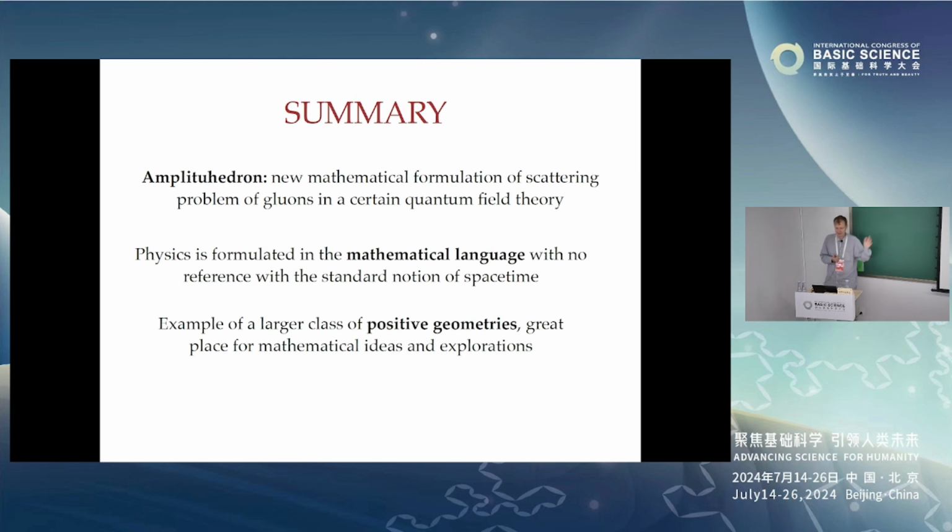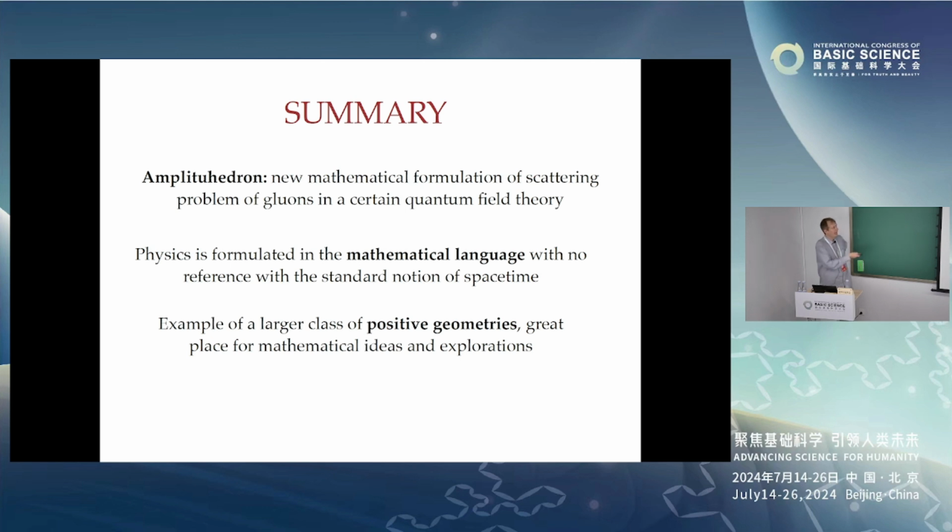So in a very impressionistic way, I define the amplituhedron as a new mathematical formulation of the problem of gluons in this specific quantum field theory, especially for tree-level and loop integrand, although recently we are able to say also something about the integrated answer in some cases. Now, the physics is here reformulated in the mathematical language, with no reference to the standard notions of particles and interactions. So it's a different repackaging of the same thing.